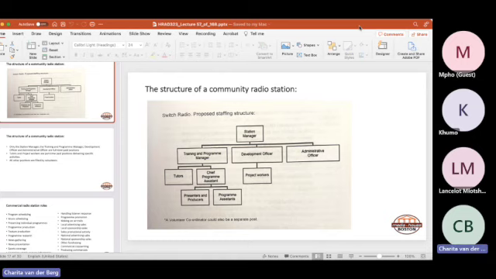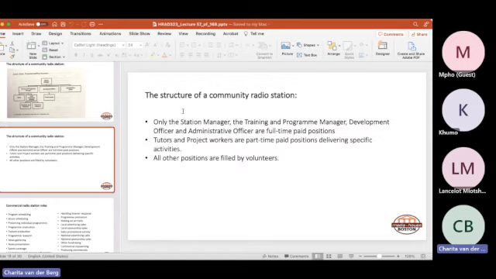So Switch Radio, which is the radio station that we used here in the UK, suggests that this structure may evolve over time to respond to a hoped-for increase in volunteer involvement. So they're hoping for a higher turnout of volunteers.